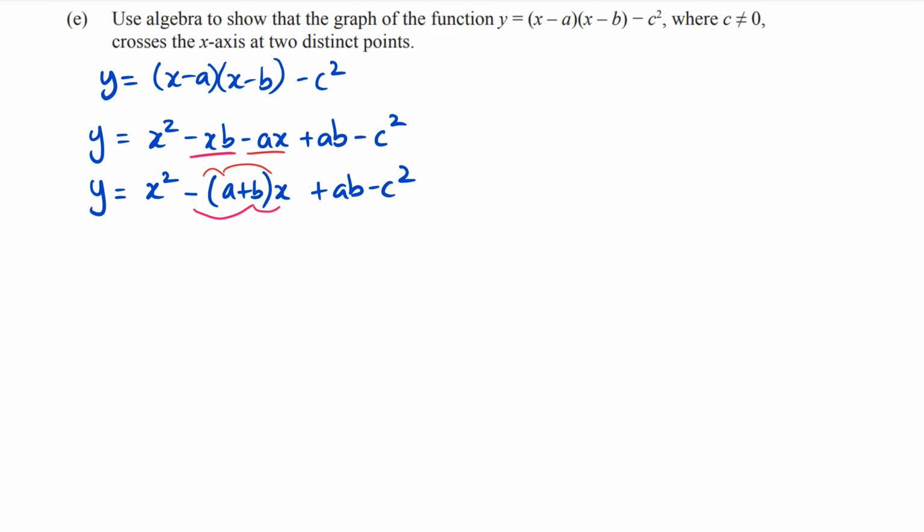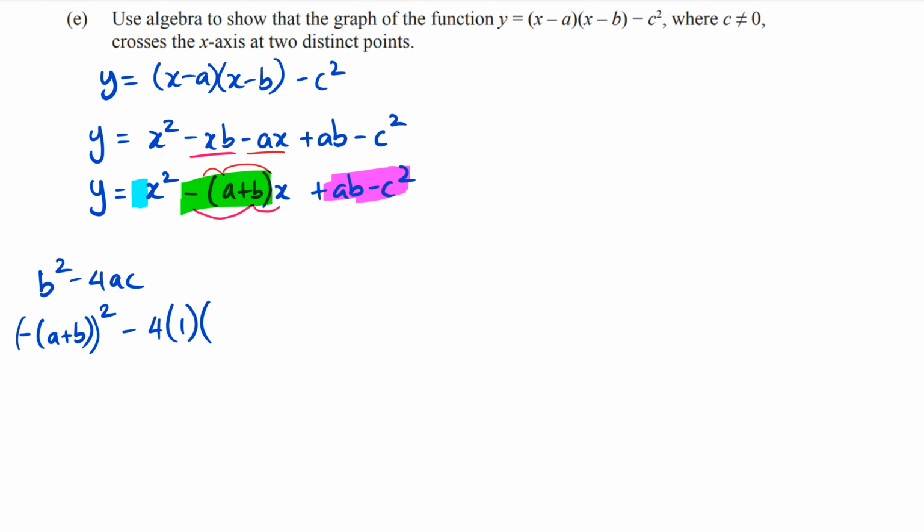Now I just need to prove that the discriminant is greater than 0. So my a value is in front of x squared. My b value is this entire thing here. And my c value is this thing right here. So I'm going to write down my discriminant, which is b squared minus 4ac. So I've got negative a plus b, and that's whole squared, minus 4 times 1 times c, which happens to be ab minus c squared. So this is what I have.